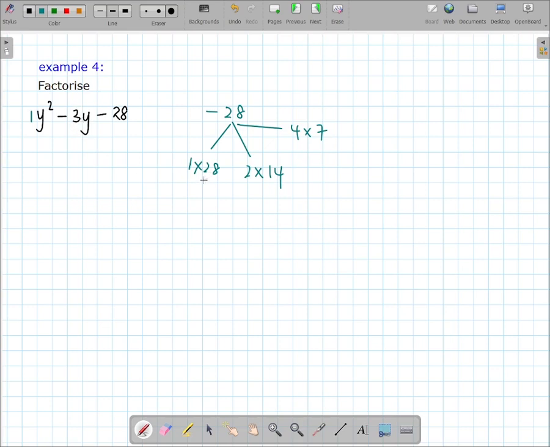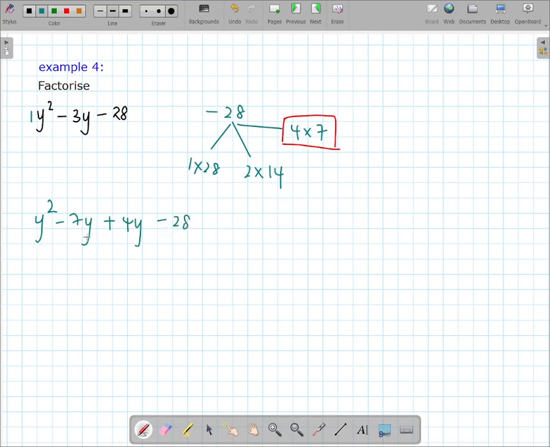Then the difference of 28 and 1 is 27. 14 and 2, difference is 12. 4 and 7, difference is 3. So we need those two factors. Then one is positive, one is negative. How do you form minus 3? Then the larger one is minus, the other one is plus. So I write here y squared minus 7y plus 4y minus 28.